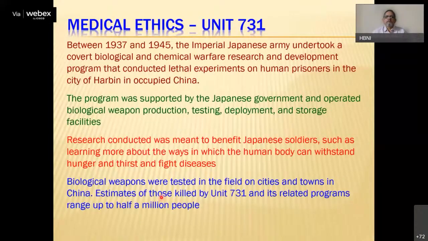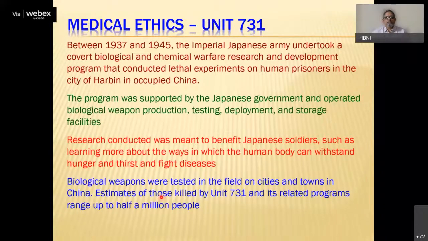Okay, there was one more last example which I wanted to talk to you about, called Unit 731. This had to do with the Imperial Japanese Army, just before World War II. The Japanese army occupied large tracts of China, and they undertook a very covert biological and chemical warfare research and development program that conducted lethal experiments on human prisoners in the city of Harbin in occupied China. This program was supported by the Japanese government and operated biological weapon production, testing, deployment, and storage facilities.